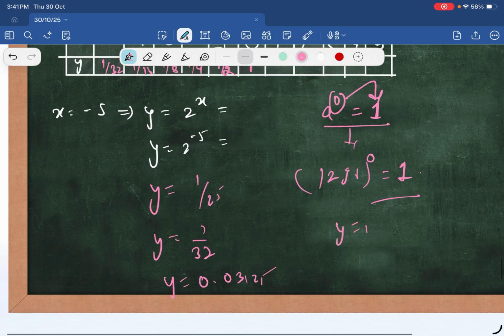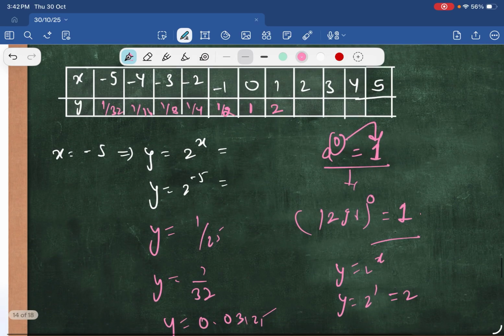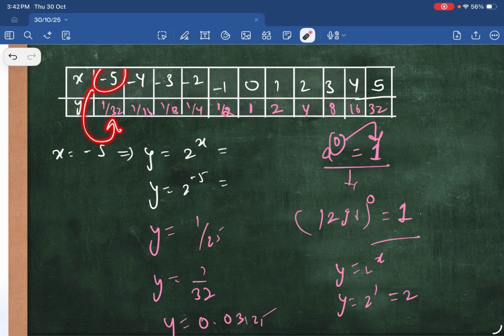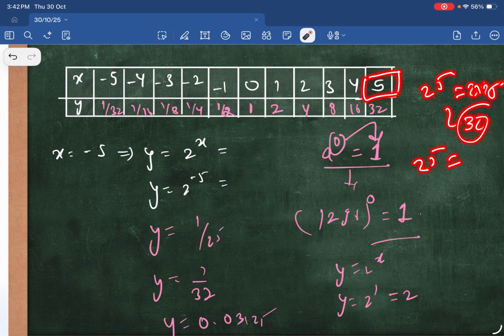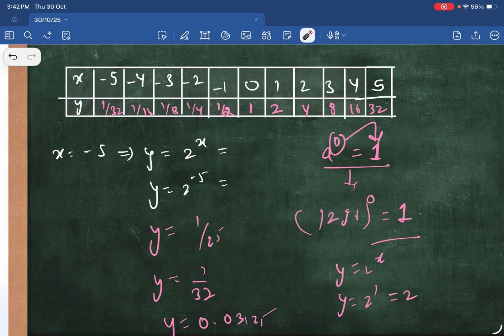Now y is equal to 2 to the power x, in which we are writing 2 to the power 1, which is equal to 2. So here 2 to the power 1 is 2, 2 to the power 2 is 4, 2 to the power 3 is 8, 2 to the power 4 is 16, and 32. Now if the power is negative, that's why we get this in the denominator, like 1 over 32. But here the power is positive, 2 to the power 5, which is 32. So we got 32 in the numerator, and here 32 is in the denominator.